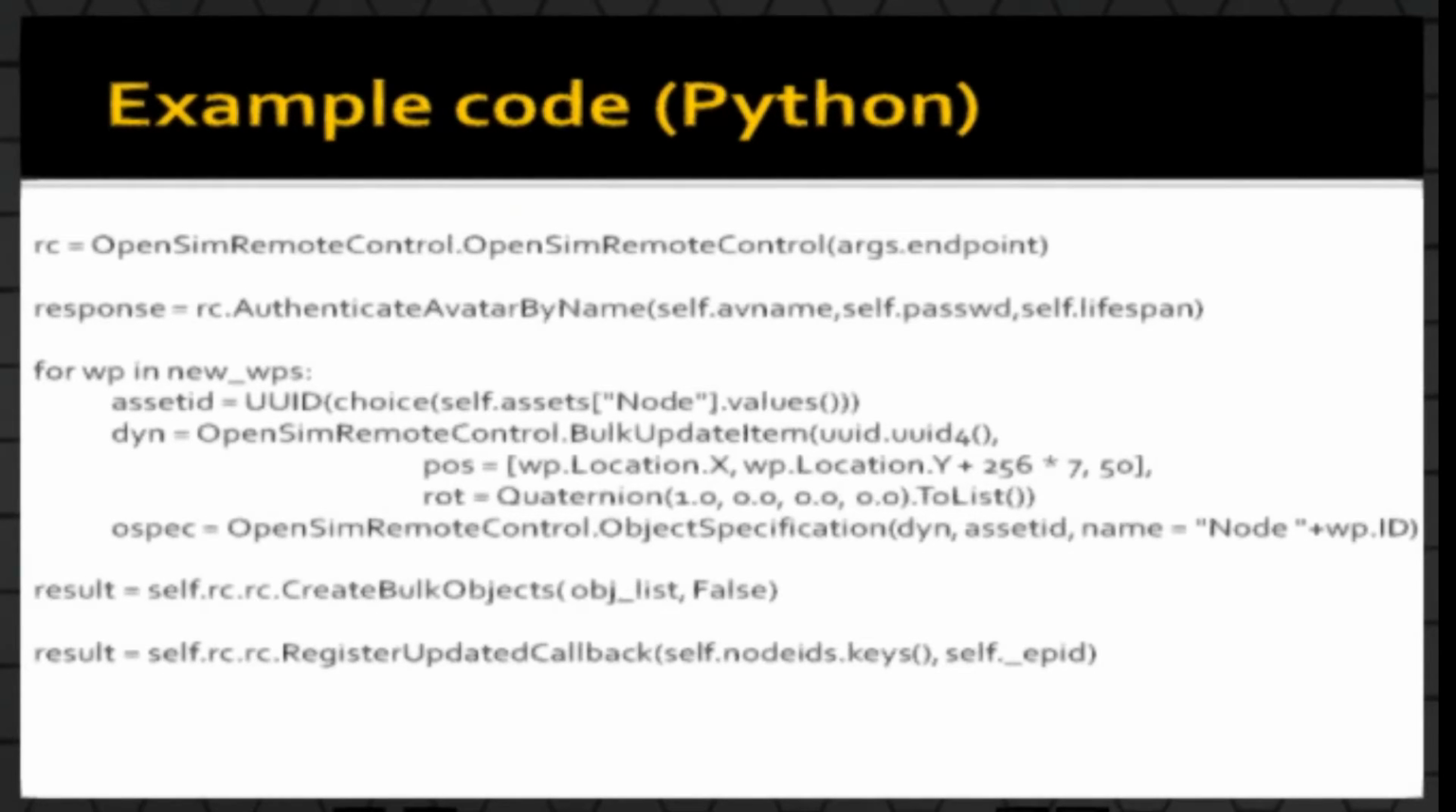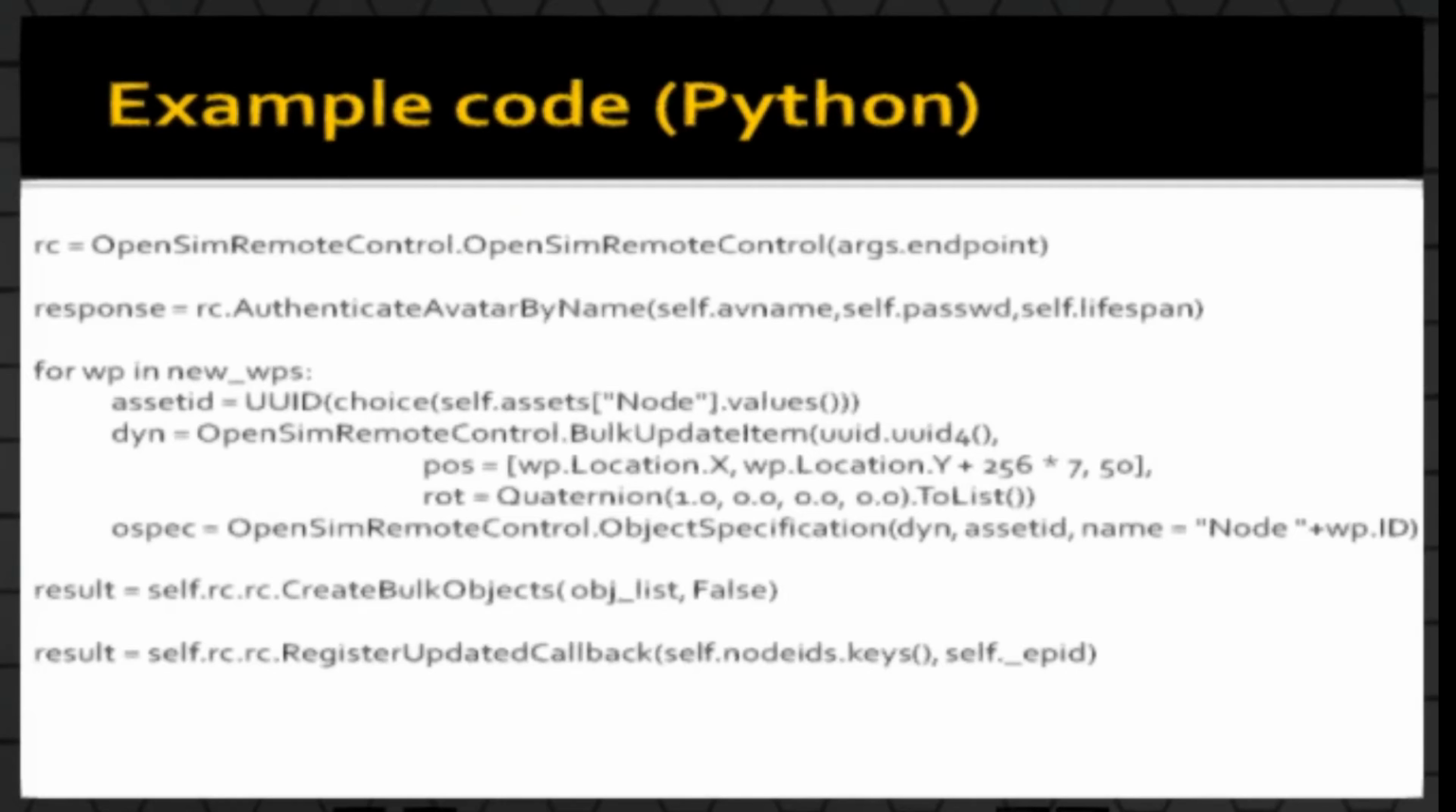So you create a remote control object to a certain endpoint, which is the address of the simulator. Then you have to authenticate. There's an authentication step where you authenticate using some account so that you can be permitted to create and change objects. And then you get a response with some capabilities. And then what I have here is a little loop.